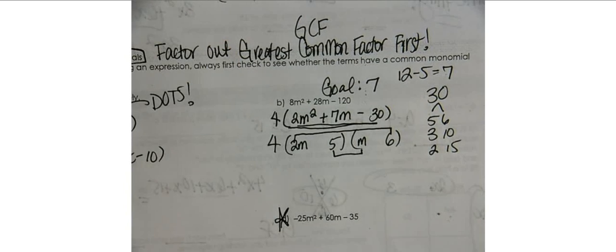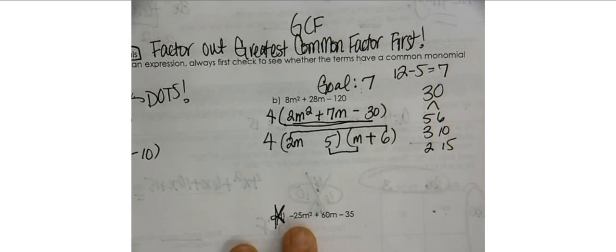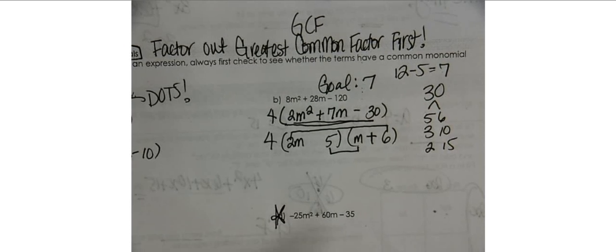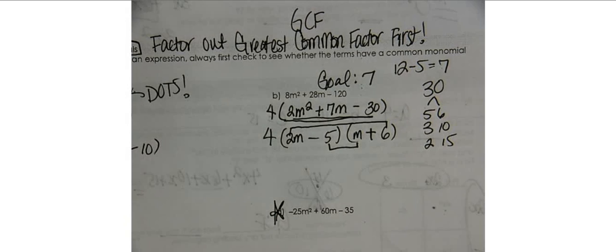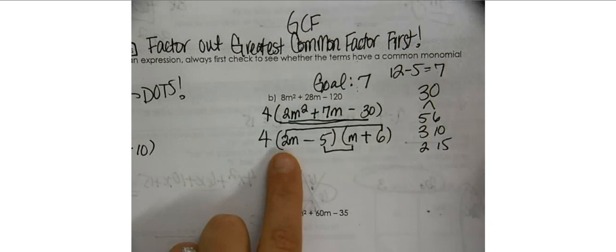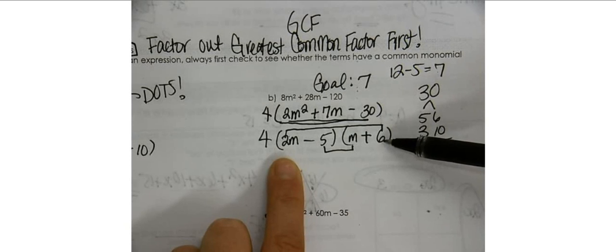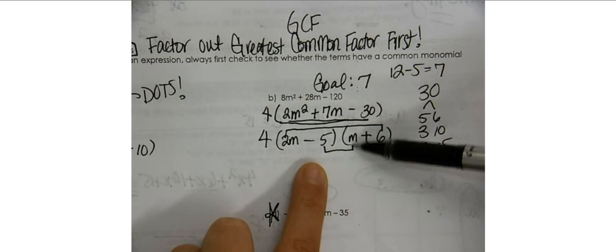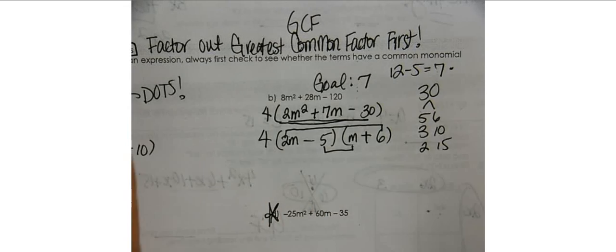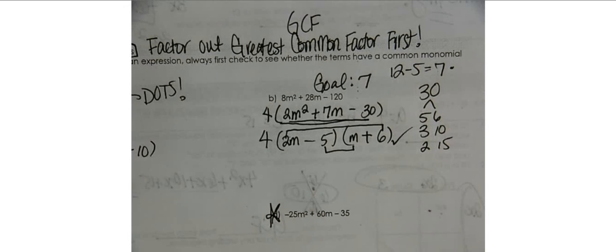Awesome. Okay, so I need a positive 12. So that means that 6 has to have a plus sign in front of it, and 5 has to have a minus sign in front of it. So I'm going to verify that again. 2 times 6 is 12, and 12 minus 5 is 7. Awesome. Cool. There's my factorization, and I'm done.